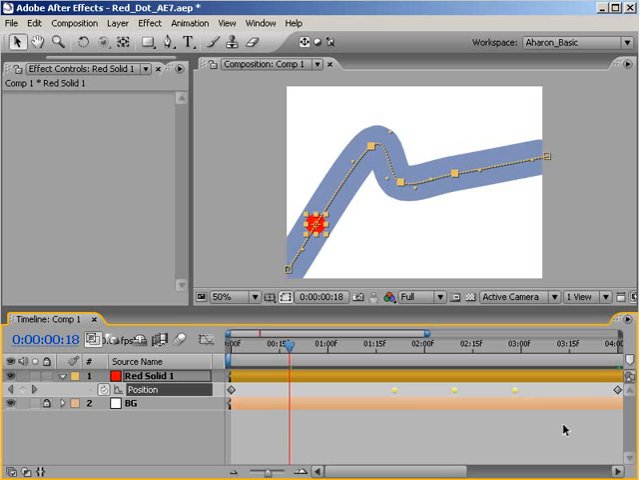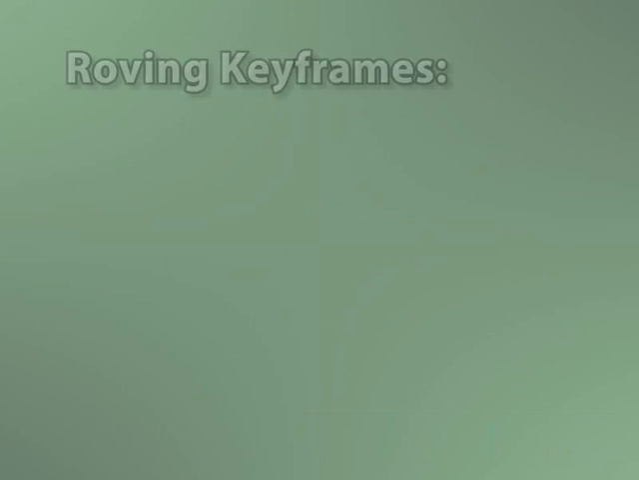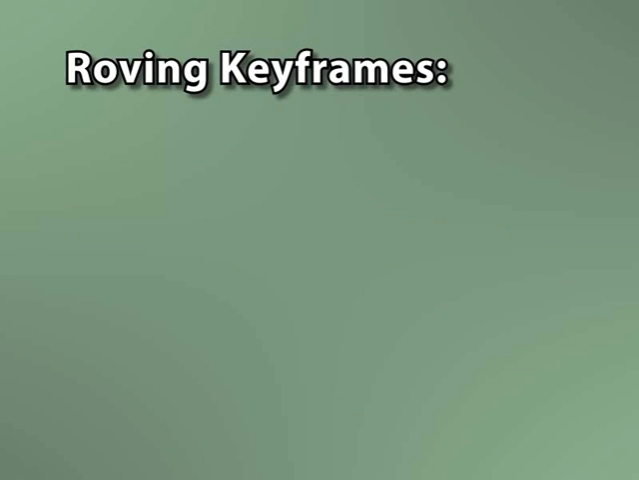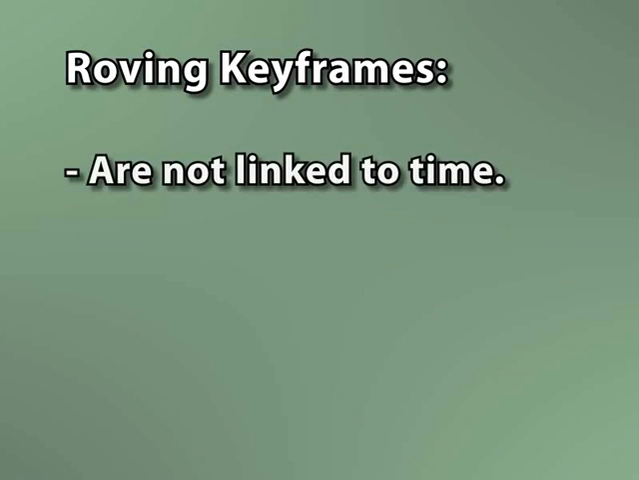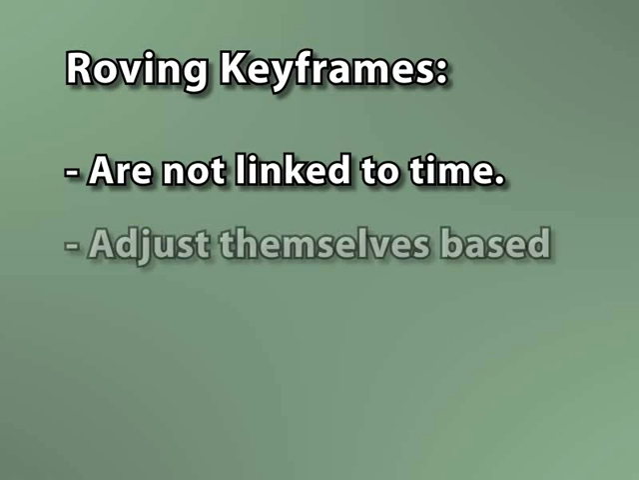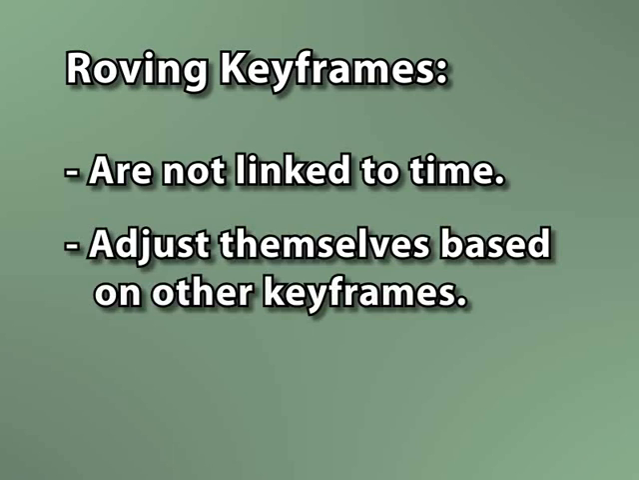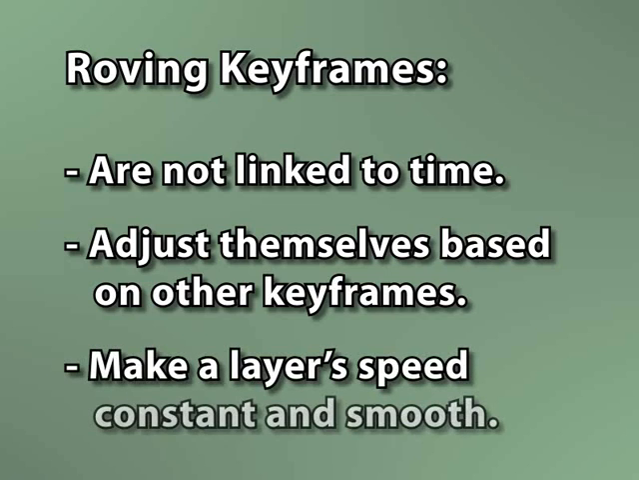Again, a quick RAM preview reveals a constant speed over the course of the animation. So how does all of this work? Well, basically in a nutshell, when you convert temporal keyframes into roving keyframes, they're no longer linked to a specific time. Their speed and timing are determined by adjacent keyframes. So based on the distance between spatial keyframes in the comp window, a roving keyframe will adjust itself in the timeline to evenly space out the timing of the animation, meaning it will make the speed of your layer's animation constant and smooth for that portion of your animation.